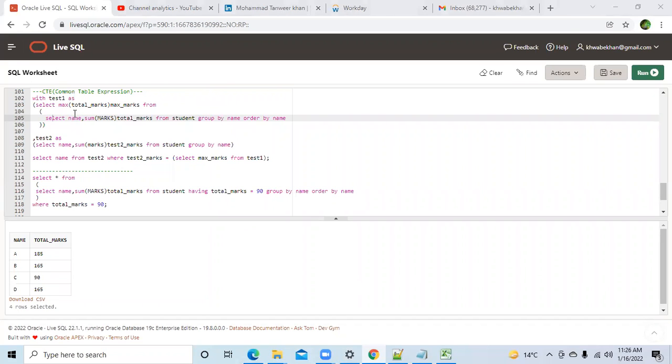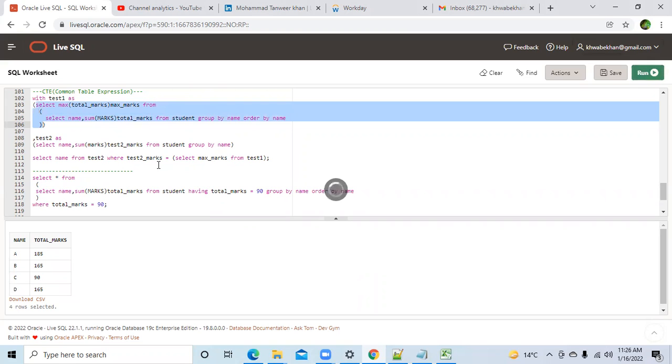So when I executed this, you got this as an output. After this, I am executing this one. Right now, I have not taught you anything about CTE expression. I'm just repeating the old story again. Now you got the maximum marks as 185.